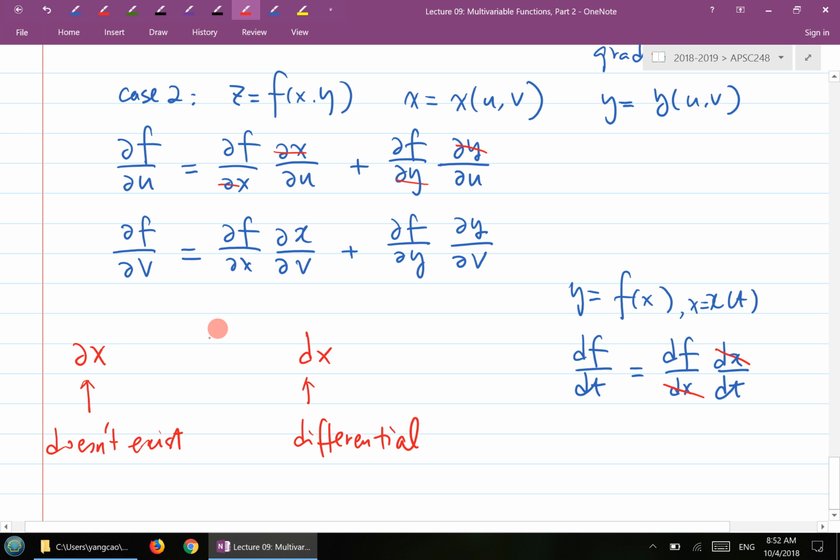So these two are not the same. You've got to be careful with this. In other words, in this chain rule here, don't try to cancel these terms, because that would end up with a completely wrong answer.